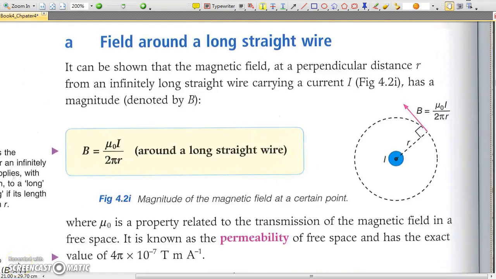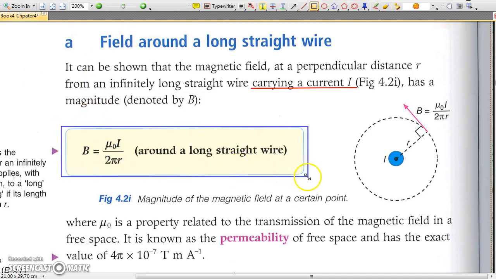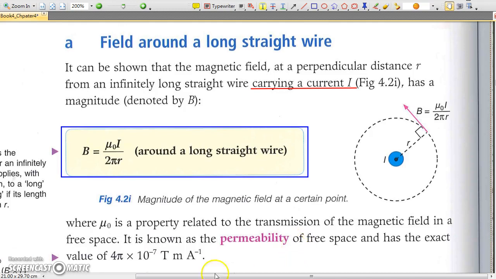A. Magnetic field around a long, straight, current-carrying wire. The field's strength is directly proportional to the current but inversely proportional to the distance from the wire. It is given by the formula here, where B is mu naught I over 2 pi r, where mu naught is called the permeability of free space, which has a value of 4 pi times 10 to the power negative 7 Tesla meter per ampere.